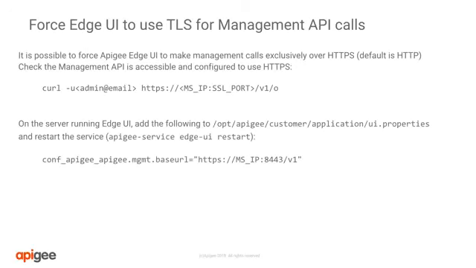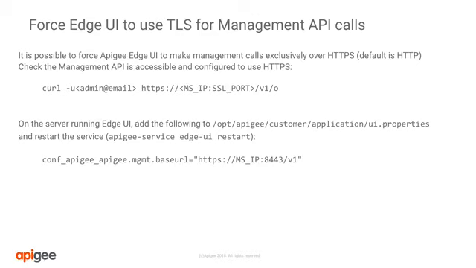If we have secured management API calls, we can force the Edge UI to only make calls over HTTPS. First, we check that the management server is available on HTTPS by either using a port check or a curl command as shown.